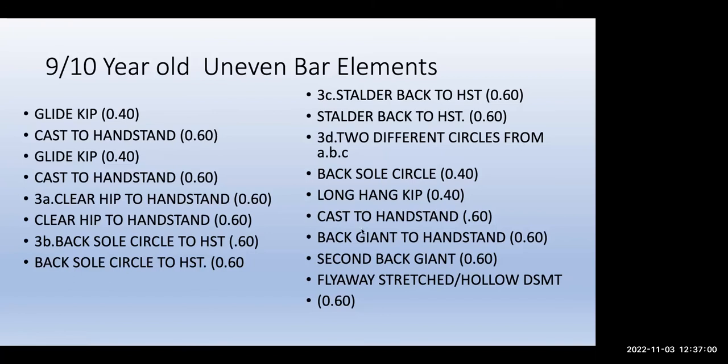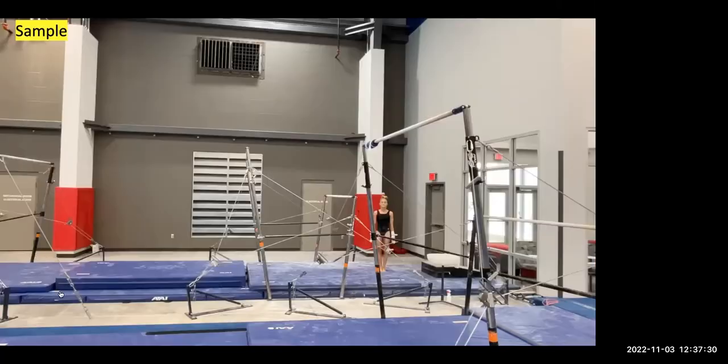So we're just going to kind of show it to you here and just read it. She goes kip, cast, handstand, kip, cast, handstand. Then she has choices, clear hip, toe on, Stalder, and she has to do 2. So she can do 2 clear hips, 2 toe ons, or 2 Stalders, or 1 of each. Then she does her toe circle. She does long hang, cast handstand, giant, giant, and flyaway stretched. So that's the routine. Refer to your text. Here's our first girl giving you the sample. We're not judging her. We're just looking to see how it looks.